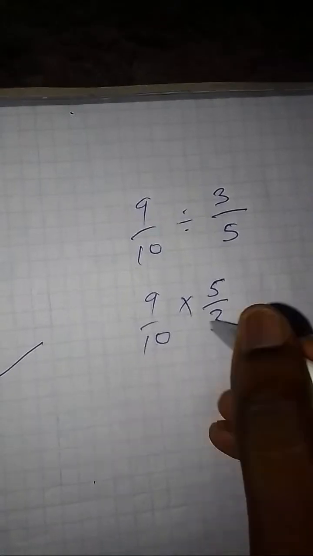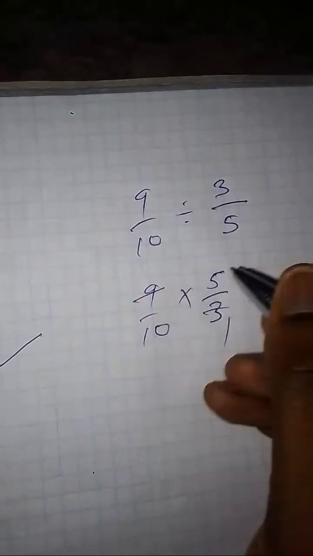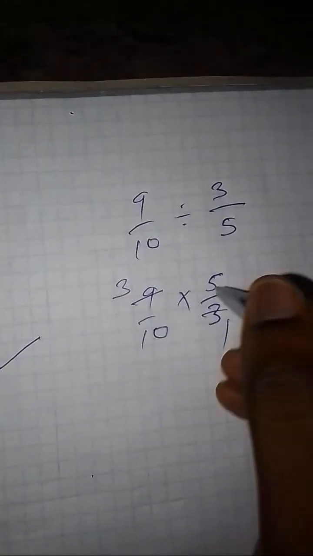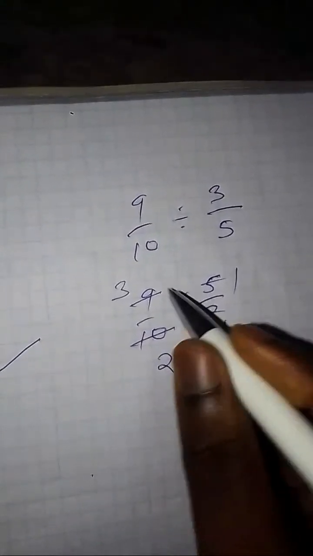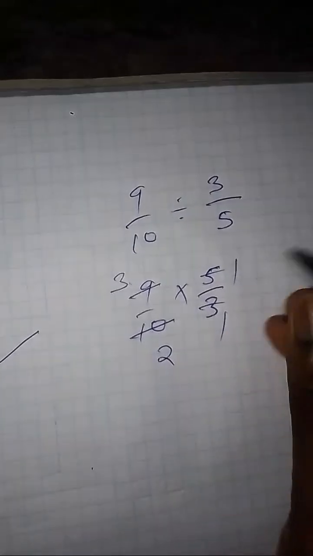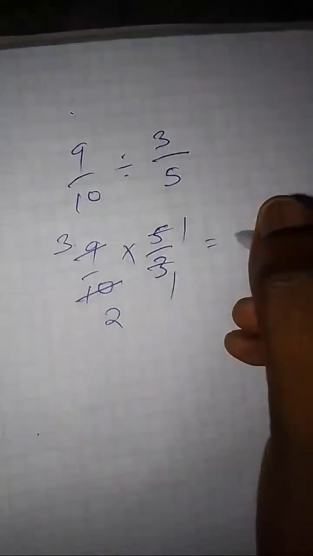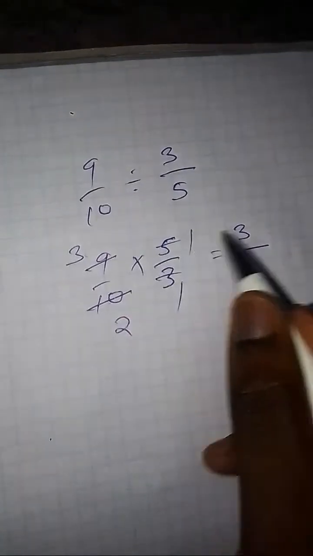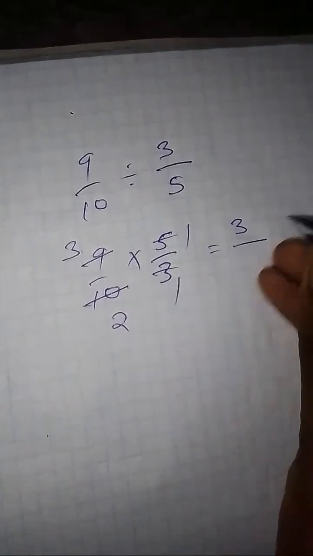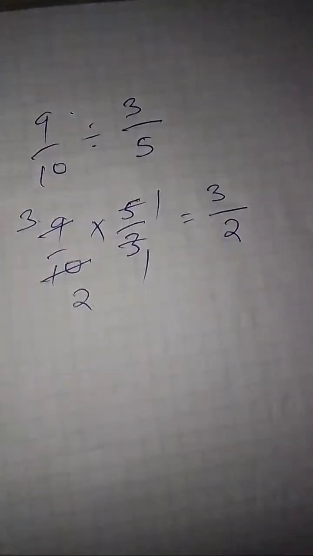So let's pick 3. 3 once. 3 goes into 9 3 times. So 5 here once. 5 goes into 10 2 times. So we have 3 multiplied by 1, which is 3 all over 2 multiplied by 1 is 2. So we have 3 over 2, and we cannot leave it this way.